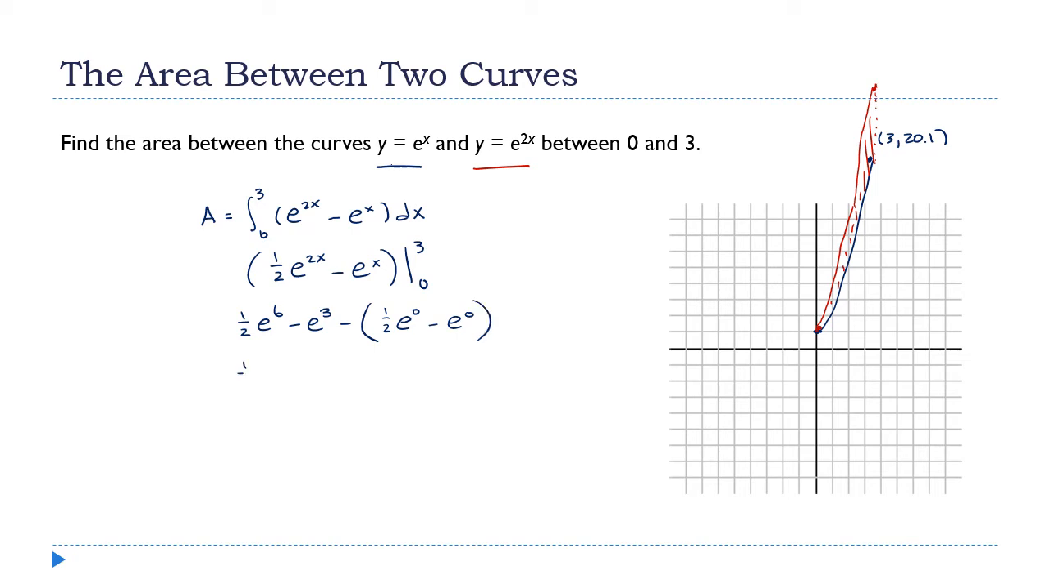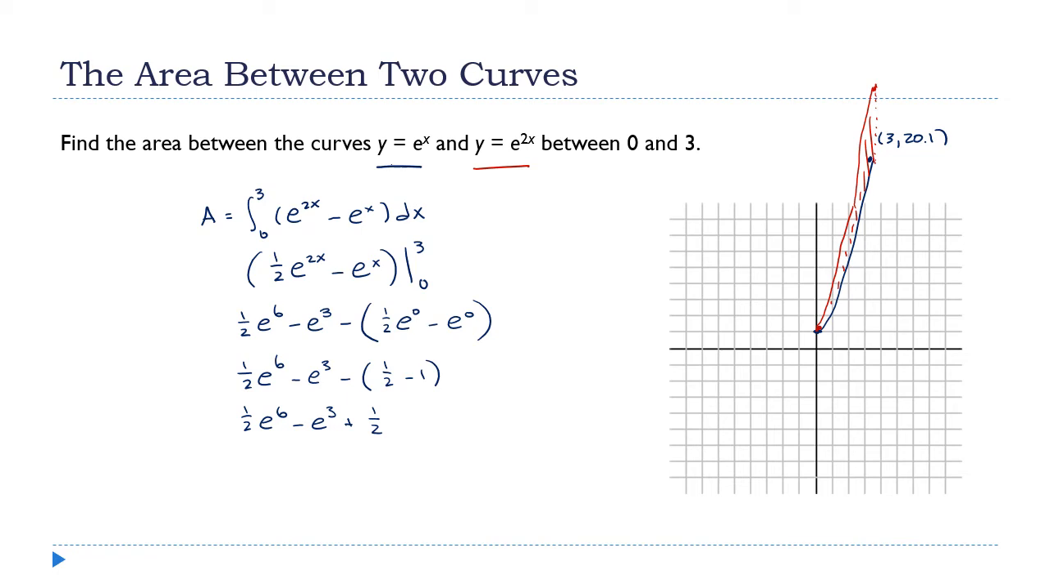And so let's see, I'm just simplifying. 1/2 e to the 6th minus e to the 3rd minus this, e to the 0 is 1, so this is 1/2 minus 1, which is minus 1/2, but I have this minus out in front here, so this turns into plus 1/2. 1/2 e to the 6th minus e to the 3rd plus 1/2. That's my area. Right, that's it. We're done. It's a perfectly good answer. Don't do anything else with it.